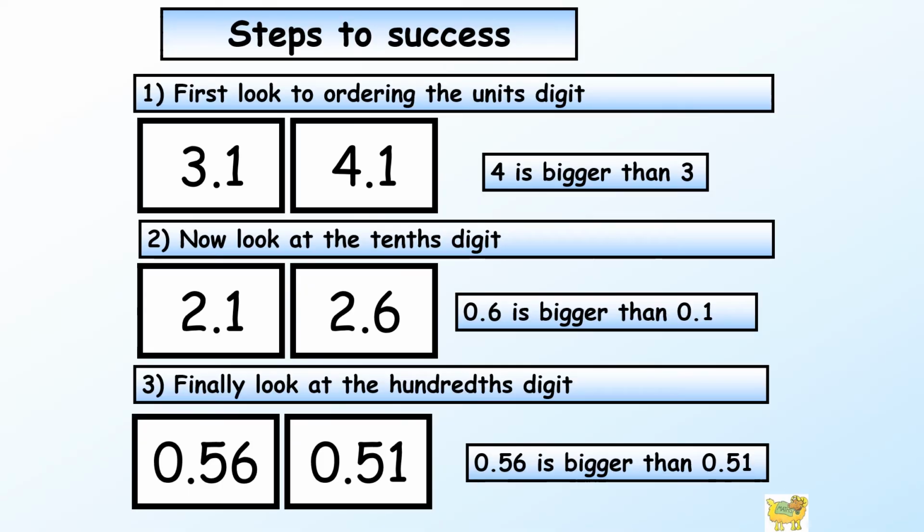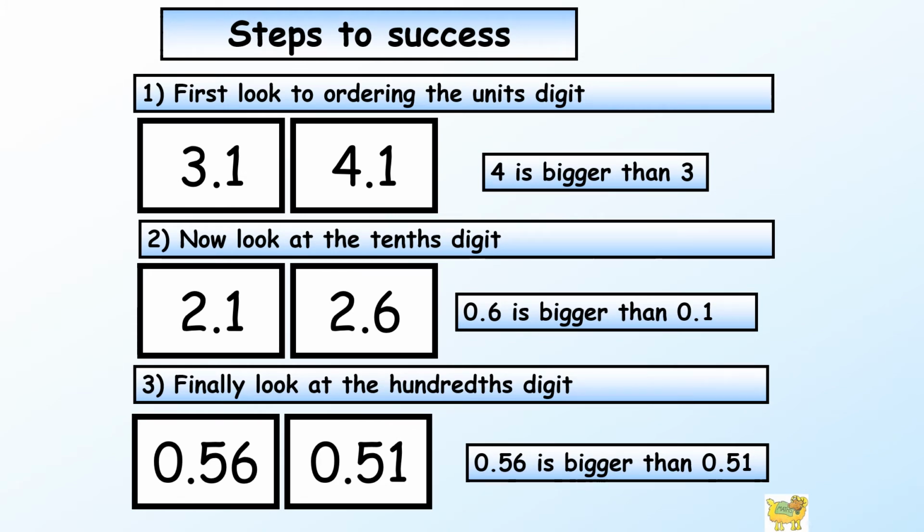Now we are going to learn how to compare between two decimal numbers. I have in the first 3.1 and 4.1. If you look at the whole number here is 3 and the whole number here is 4. 4 is greater than 3, that means 4.1 is greater than 3.1.